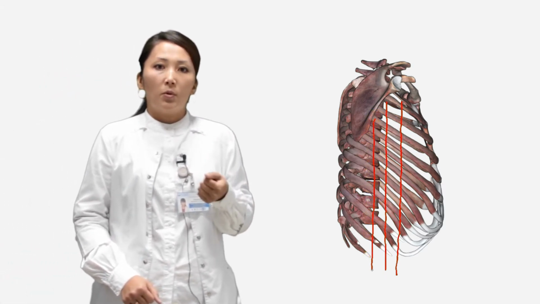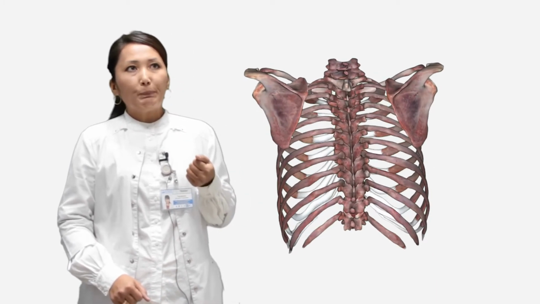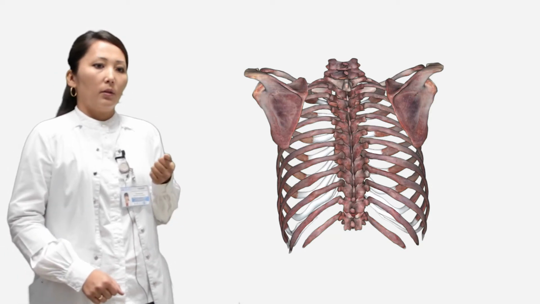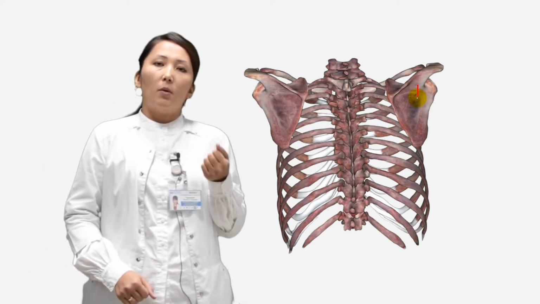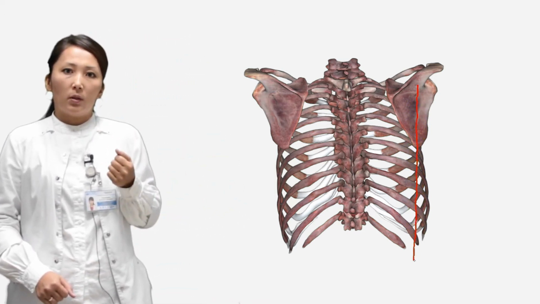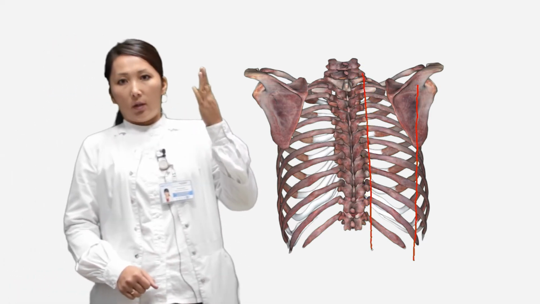The next line is the scapular line, which runs through the lower corner of the scapula. Next we have paravertebral line, which runs in the middle of the distance between the vertebral and scapular lines. And next is the posterior midline along the spinous process of the thoracic vertebrae.